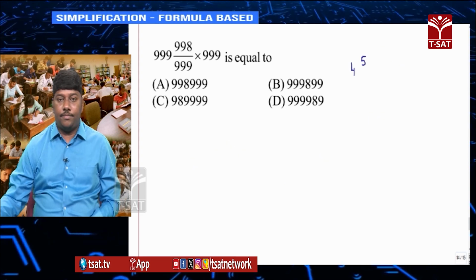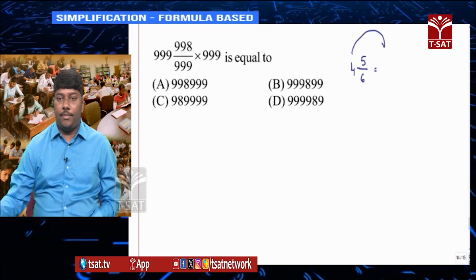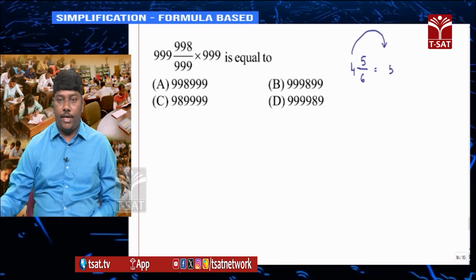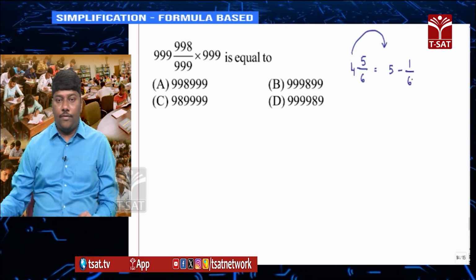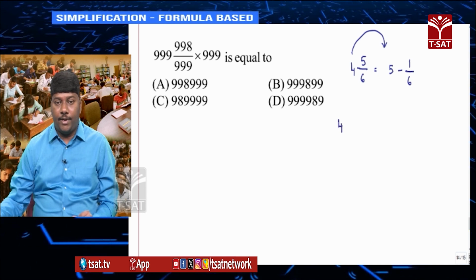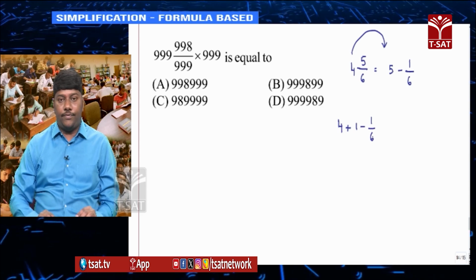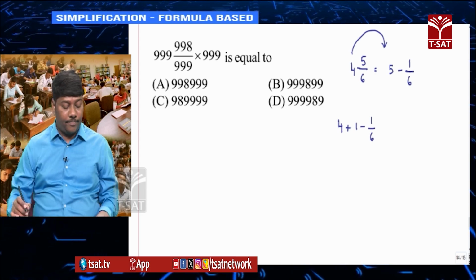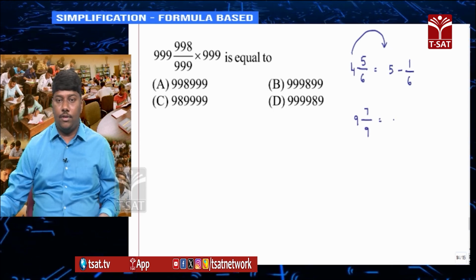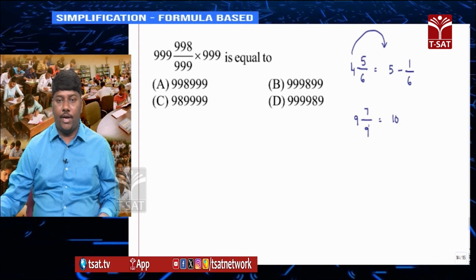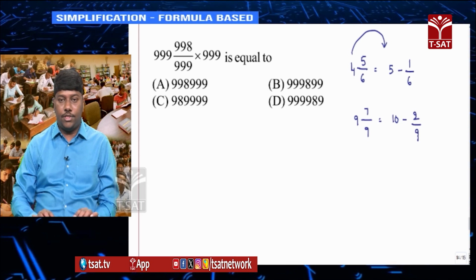Now 4 5 by 6. The next consecutive number after 4 is 5. From 5 you can subtract 1 by 6 in order to get 4 5 by 6. If I make it simple, you can write this as 4 plus 5 by 6, and 5 by 6 can be written as 1 minus 1 by 6. Now 4 plus 1 is 5 minus 1 by 6. So just remember it like that. 9 7 by 9: what is the term after 9? After 9 comes 10. How much do you need to add to make it 1? 2 by 9. Therefore subtract 2 by 9. This is how you can write it.